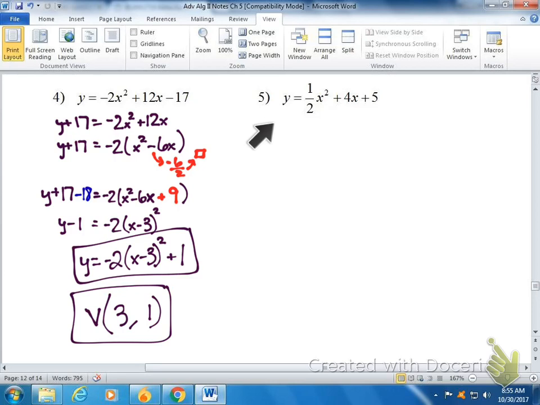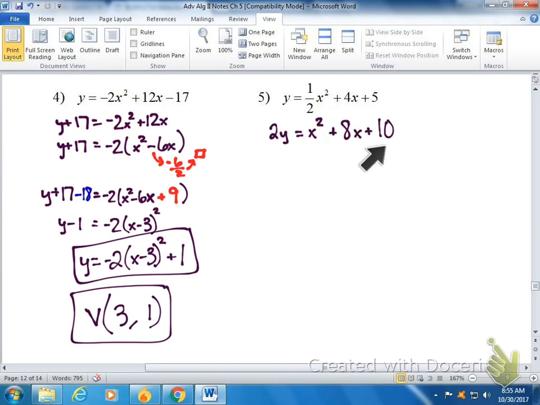So in example 5, I've got to figure out, if I divided everything by 1/2, wait, dividing by 1/2 is the same as multiplying everything by 2. If I multiplied everything by 2, there would not be any fractions. So if I can multiply through by something, I'm going to do that first to get rid of that fraction, to get rid of that leading coefficient. So multiply everything by 2.